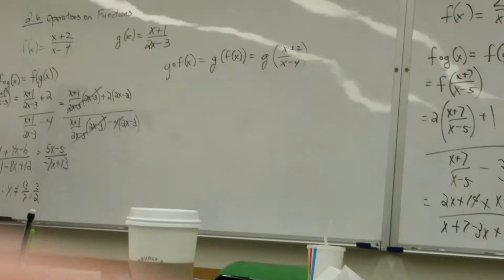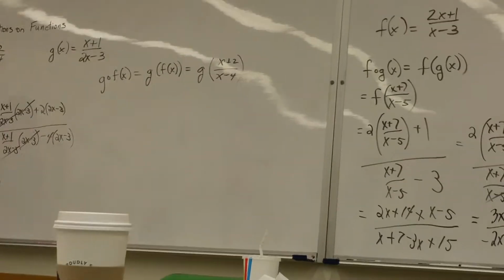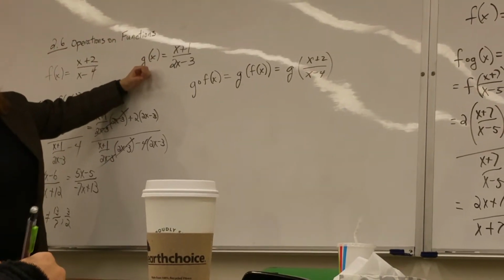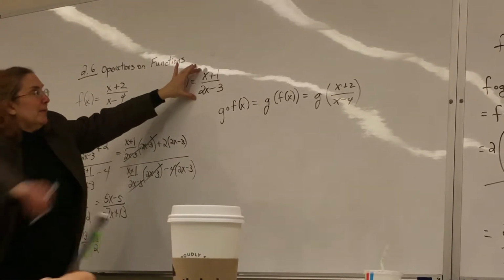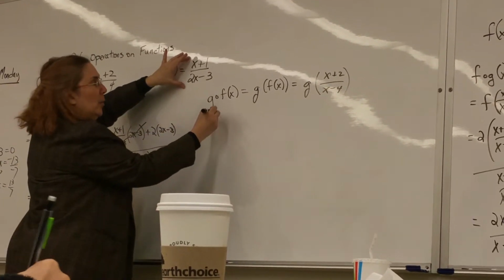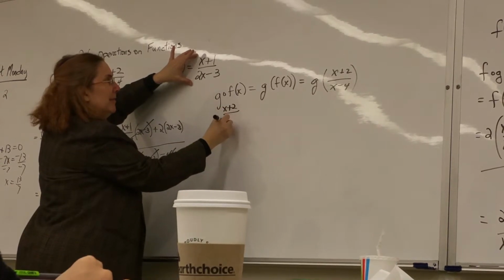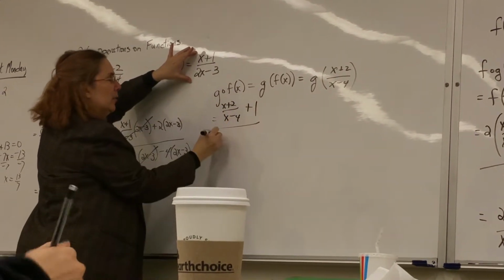of x is x plus 2 over x minus 4, so I put that inside the parentheses. That says go to the function g, wherever we see x, plug in that quantity. So there's the function g. Wherever I've got x, I'm going to plug in that quantity.